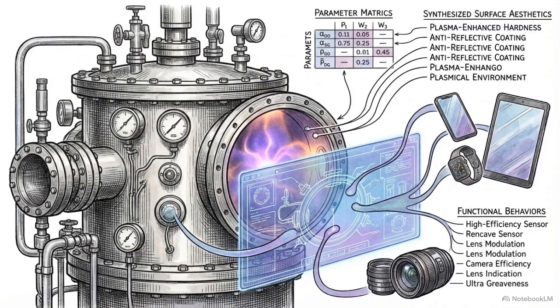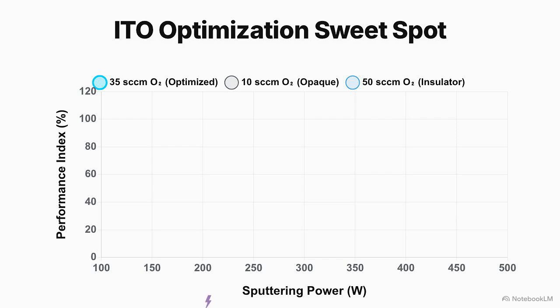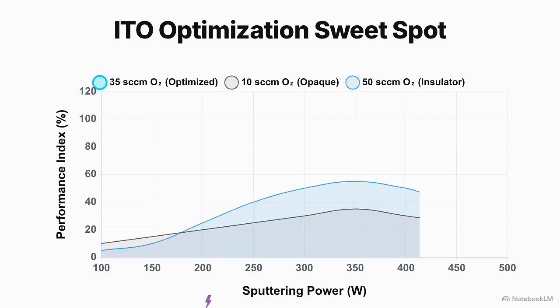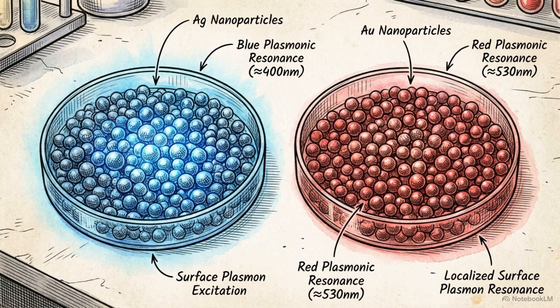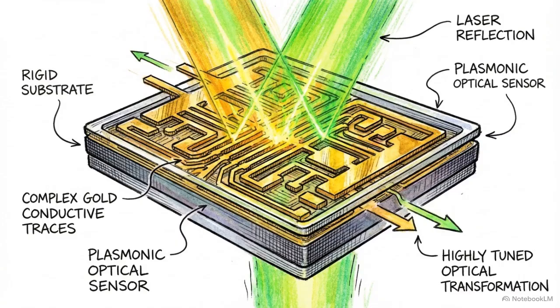By synthesizing this parameter matrix, engineers map these vacuum variables directly to specialized surface aesthetics and behaviors. This 3D surface plot shows optical and electrical tuning in indium tin oxide. By strictly balancing sputtering power against oxygen content, engineers alter the material's properties, shifting it from an opaque insulator into a highly transparent conductor. In silver and gold films, precisely controlling the grain size through temperature parameters directly dictates the material's optical plasmonic resonance, turning standard metal coatings into highly tuned optical sensors.